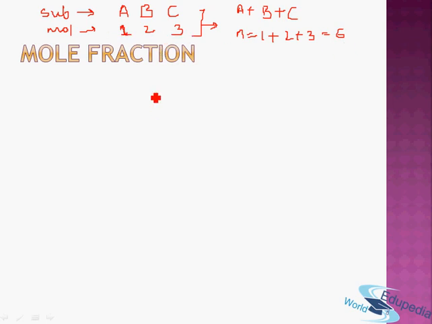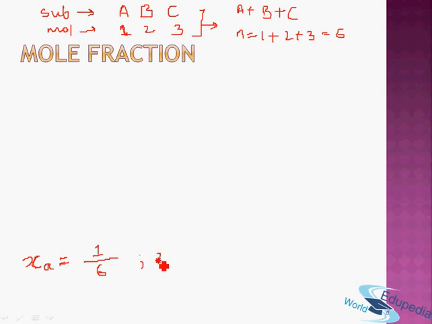Okay, so what will be the mole fraction of A? Mole fraction is represented by letter X. Okay, small x. So XA. I have written A in the subscript to denote that this is the mole fraction of A. So XA will be the ratio of moles of A to total moles of solution. Okay, that is, it is a ratio between individual moles and total moles. That is, XA is equal to 1 by 6.